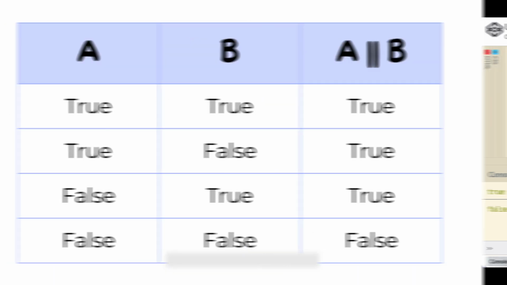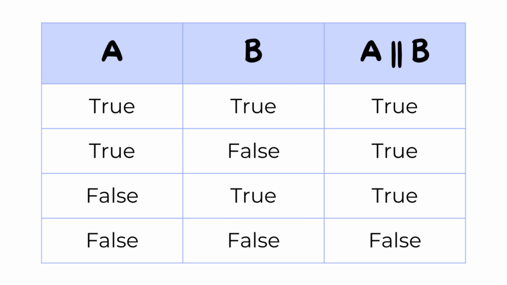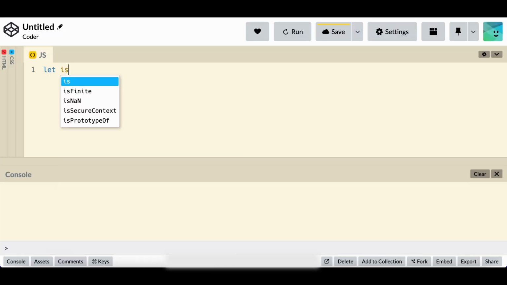Then we have the OR operator. Let's see its truth table first. True or true is true. True or false is true. False or true is also true. Finally, false or false is false. So when using the OR operator, if a single expression returns true, it will return true. Let's see some examples.